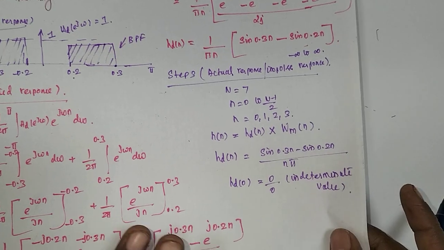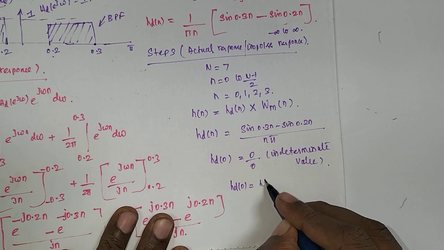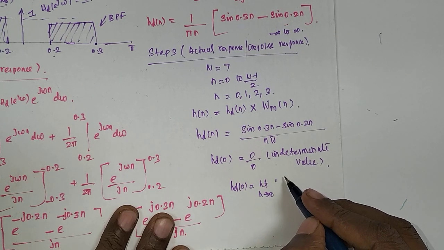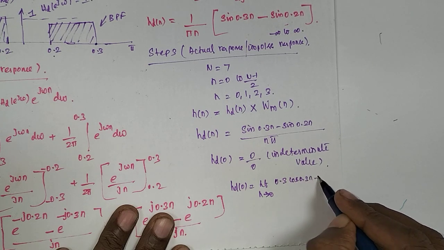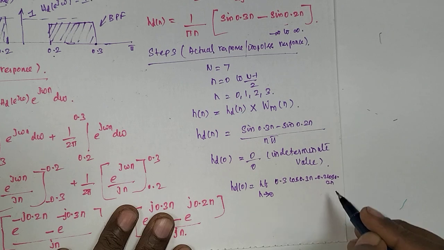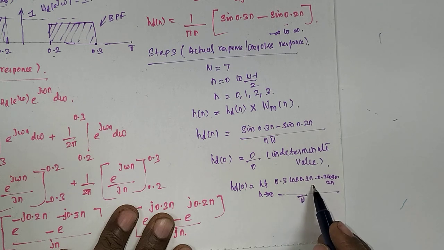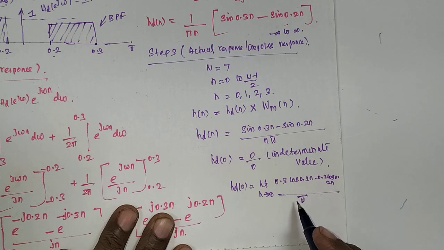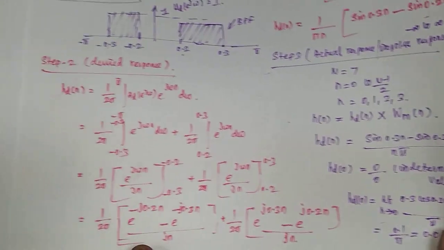So it is an indeterminate form, you have to go for L'Hospital's rule, that is hd of 0, limit n tends to 0. Differentiate numerator and denominator with respect to n, so that 0.3 cos 0.3n minus 0.2 cos 0.2n, divided by pi. When you put n equal to 0, it is 0.3 minus 0.2 divided by pi, which is equal to 0.1 divided by pi, and this value is equal to 0.03183. So for finding the value for different n values, use the calculator in radian mode.